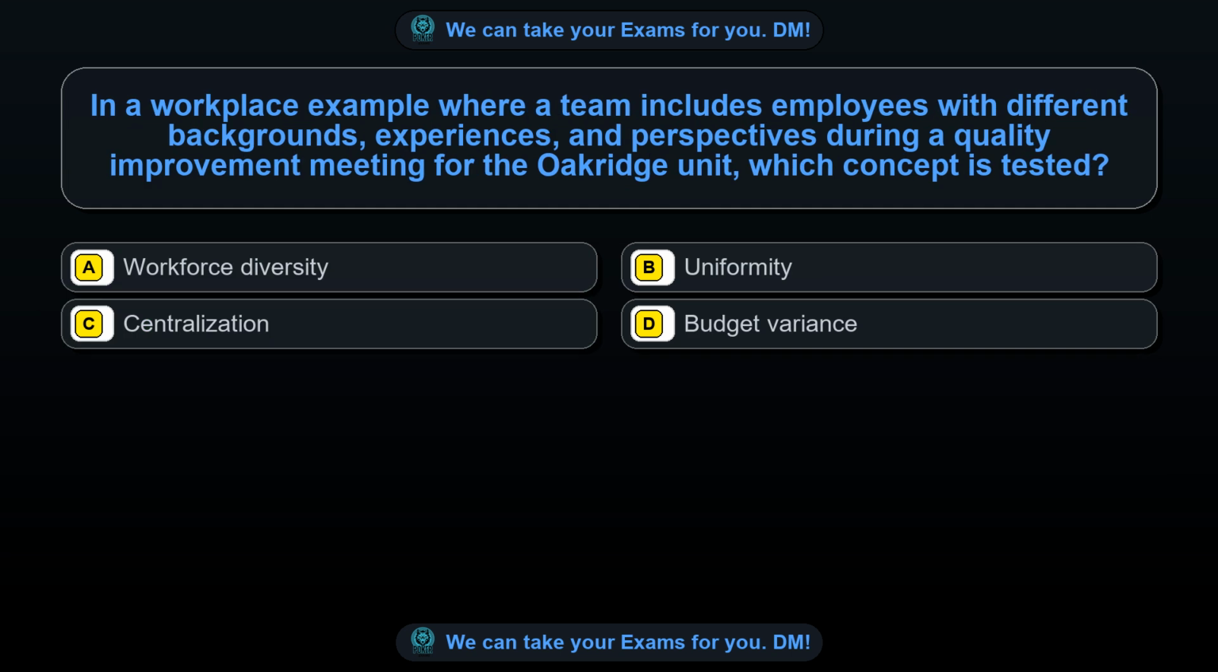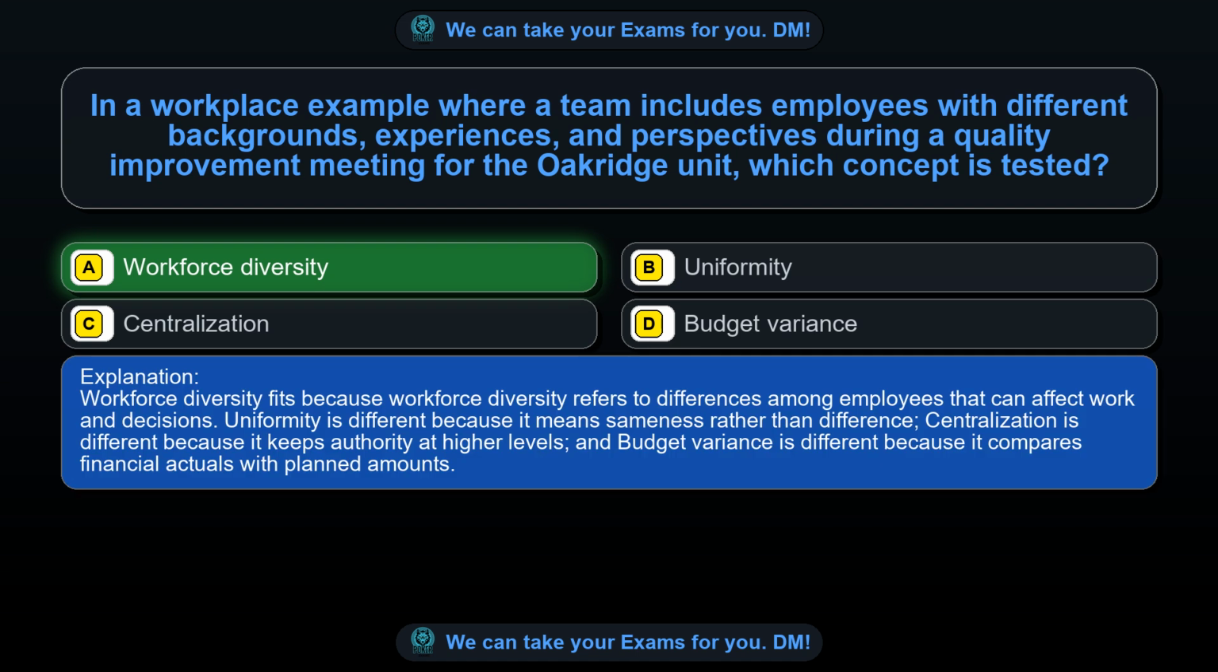Question 25. In a workplace example where a team includes employees with different backgrounds, experiences, and perspectives during a quality improvement meeting for the Oak Ridge unit, which concept is tested? Option A, workforce diversity. Option B, uniformity. Option C, centralization. Option D, budget variance. The correct answer is option A, workforce diversity.